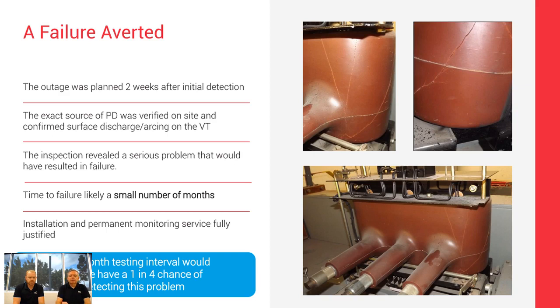So let's just call it again, we've possibly got a 1 in 4 chance of detecting that during an annual survey. But in this particular case, we're monitoring it, we've taken it out, we've had no disruption to the network, so no unexplained outages, no network problems, taken out, prevented that. So that justifies the monitoring of that very large switchboard for a number of years.